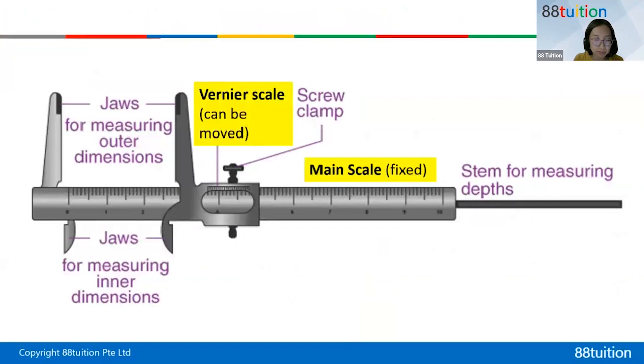Now, this is a vernier caliper. This part can be moved. You can move it. Then the main scale is fixed. You cannot move it. The main scale is like a ruler. You have 0, 1, 2, and then 3, 4. I have 5 here, 6, 7, 8, 9, 10.